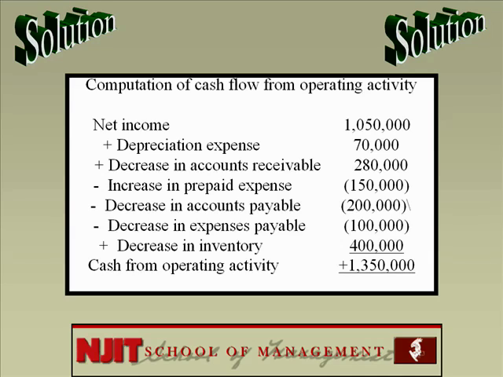Decrease in inventory. Inventory is an asset. What does the law say? An asset decrease is good. In this case, if inventory decreased, it means you sold it. So that's good for your cash. So when you add it, you get plus 1,350,000 cash, which means your final conclusion is the company's very healthy. They're doing well. Are you getting the hang of this?